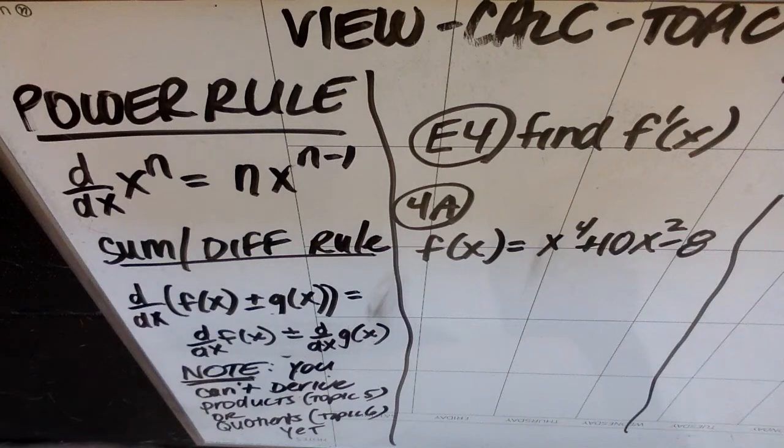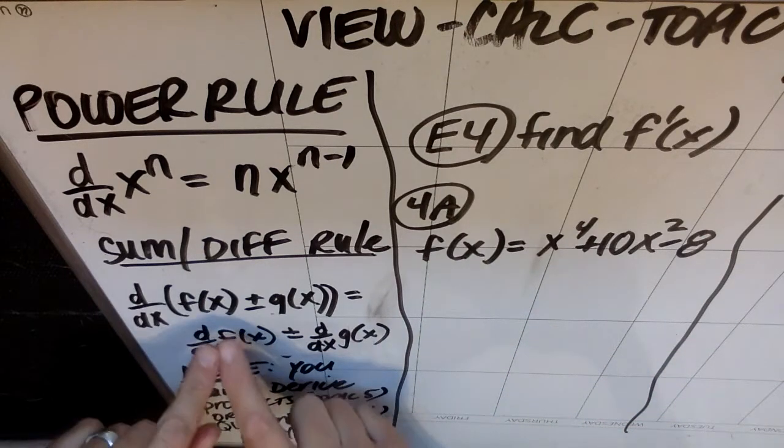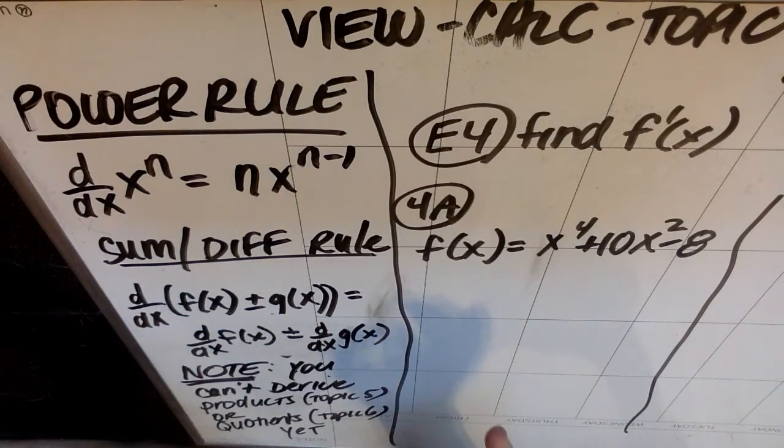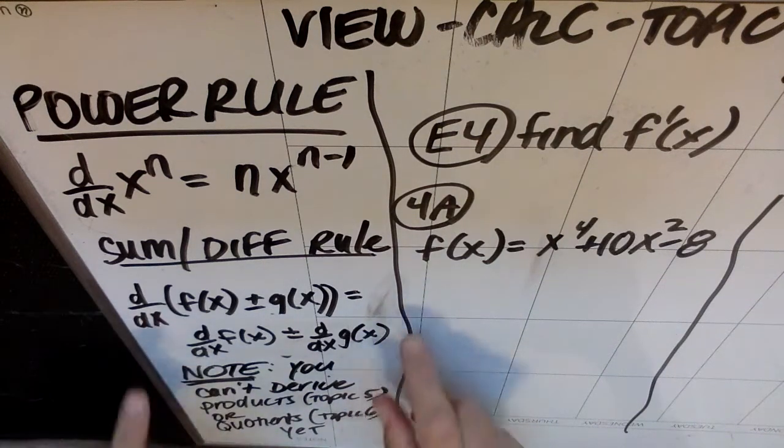This is the View Calc program. We're doing topic 4, which is the power rule and sum and difference rules. This is the second video in this series, and we're going to talk about what happens when you have a sum or difference of functions. So if you are adding or subtracting functions, only adding and subtracting right now, we'll talk about products and quotients in other topics like topic 5 and topic 6.